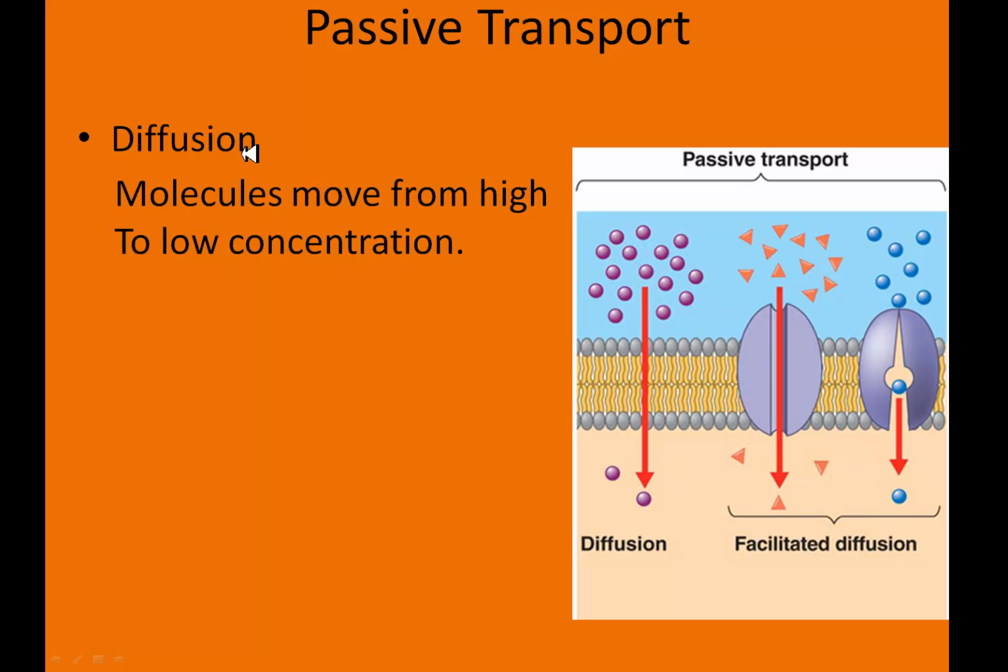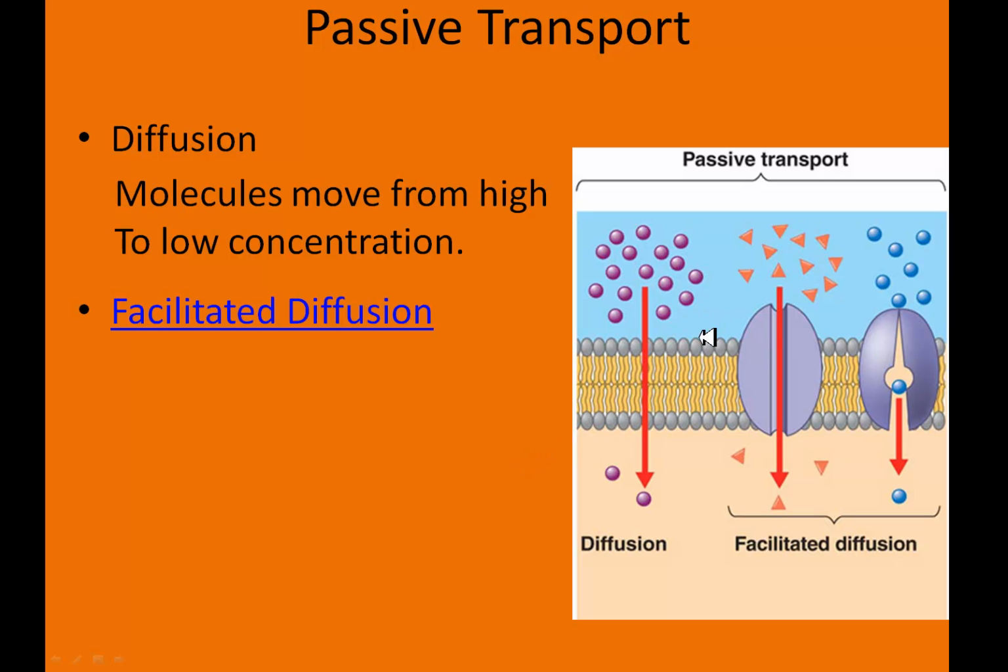So diffusion is moving any kind of thing from high concentration across this cell layer, this double lipid layer, from high concentration to low. We can also have what's called facilitated diffusion.